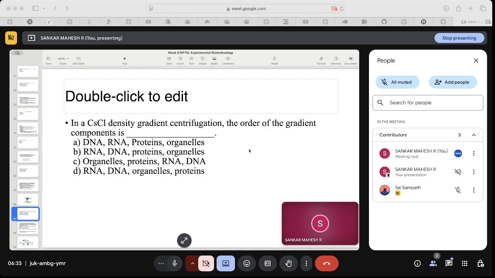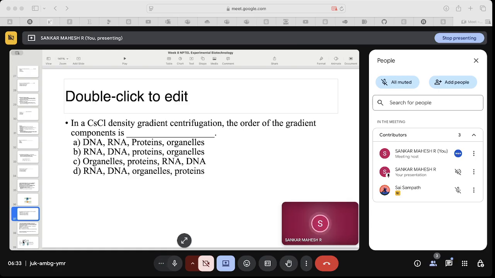Now, let's say we want to isolate specific compounds with specific density. In those cases, we add different density layers in such a way that when we spin, compounds will segregate and stand at a density corresponding to their own density. This is called the isopycnic point. You can maybe take a look at it later.